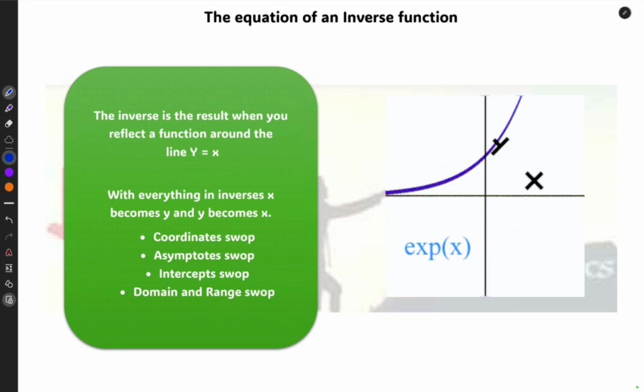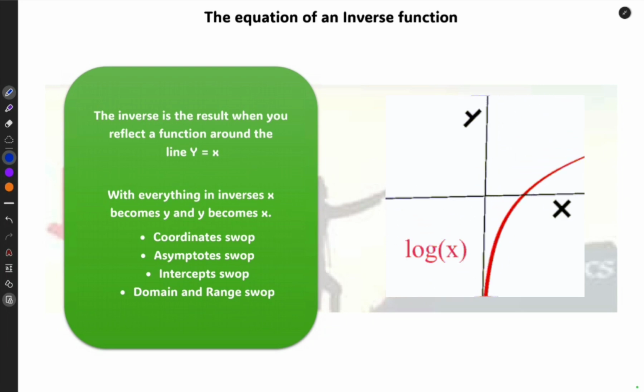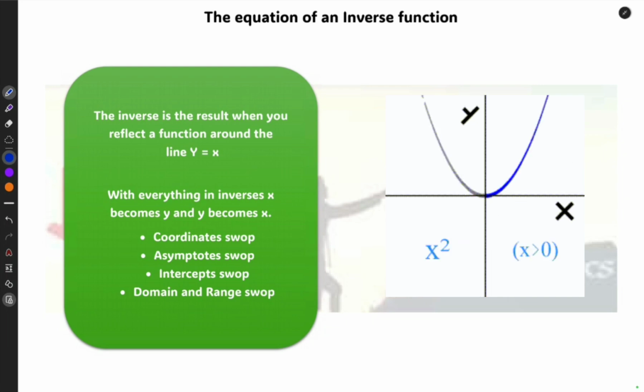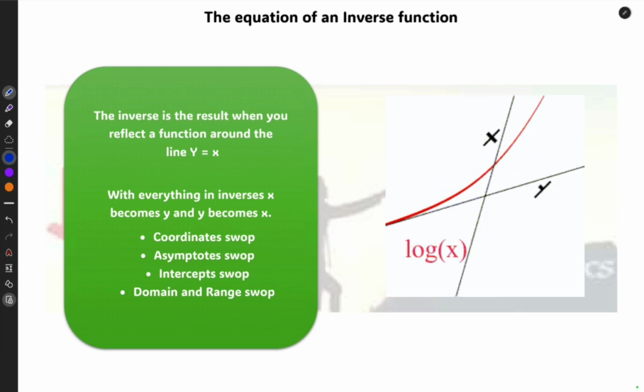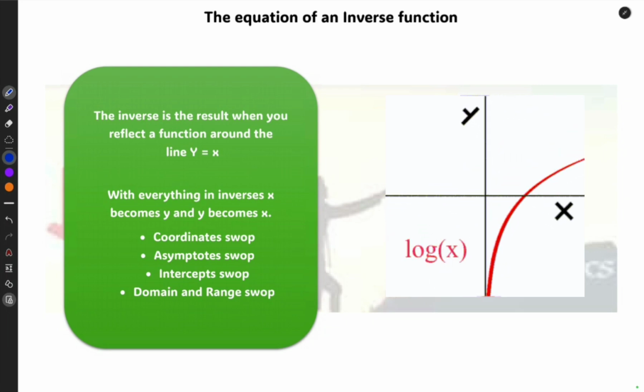So with an exponential function, your x-axis is the asymptote. Now with a log function, the y-axis would be the asymptote. So everything just swaps, even the domain and range. So later on, you would see the domain becomes the range, and the range becomes the domain. I talk between f(x) and f to the power minus 1 of x, the original and the inverse.